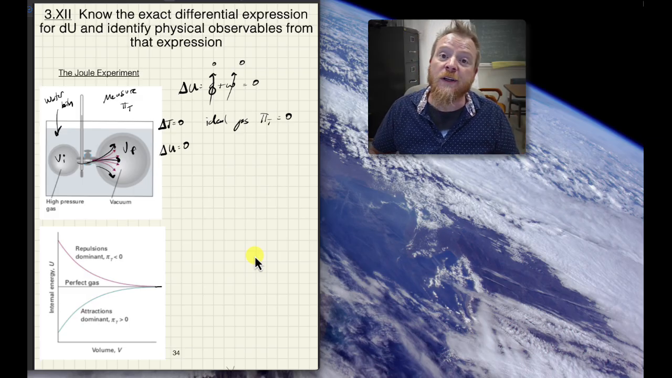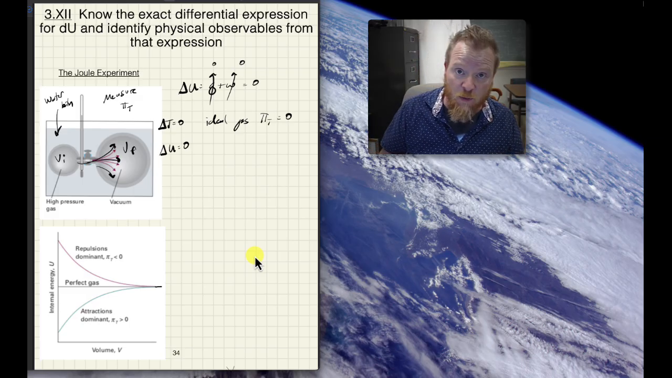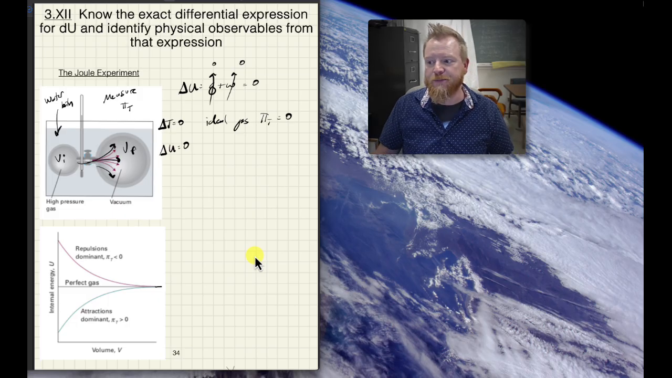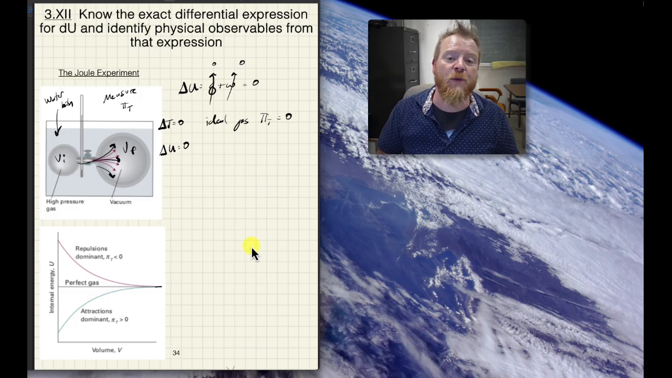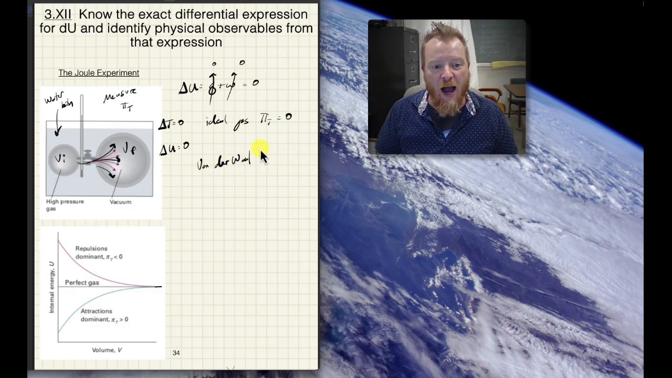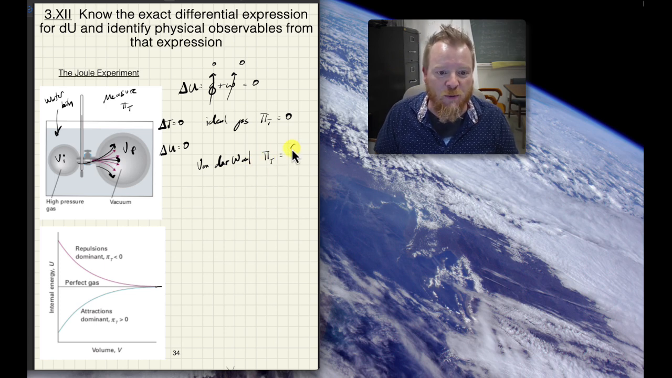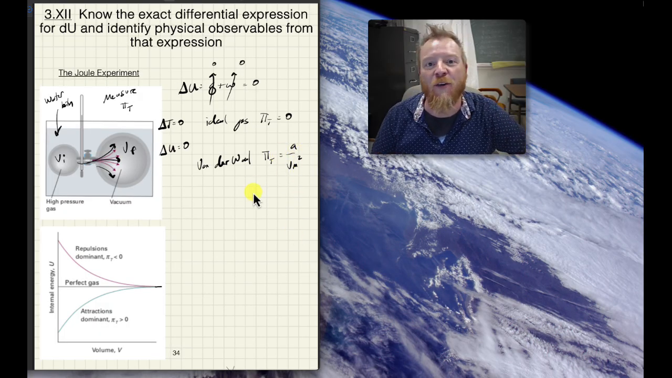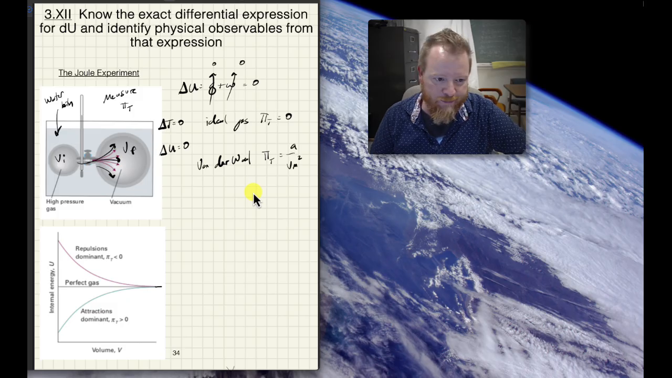Which is one of our pillars of the ideal gas law, right? There are no interactions between gas molecules, so if we separate them or compress them, there should be no heat exchange. Well, we now know through the van der Waals equation, it can be proven, and I'm not going to do this for you explicitly, but we can show that pi_T for a van der Waals gas equals a over Vm squared. So it contains that a coefficient that describes our interaction of gases, which is pretty cool.